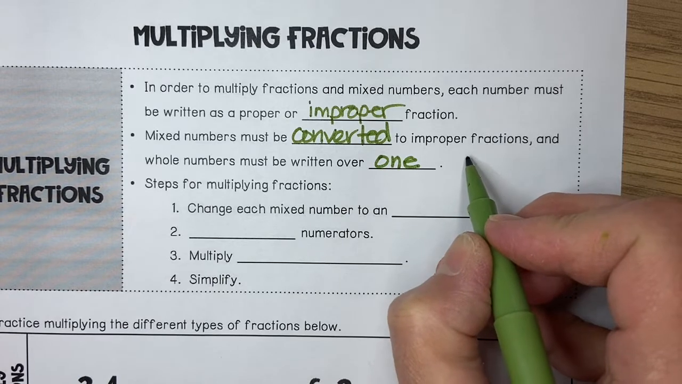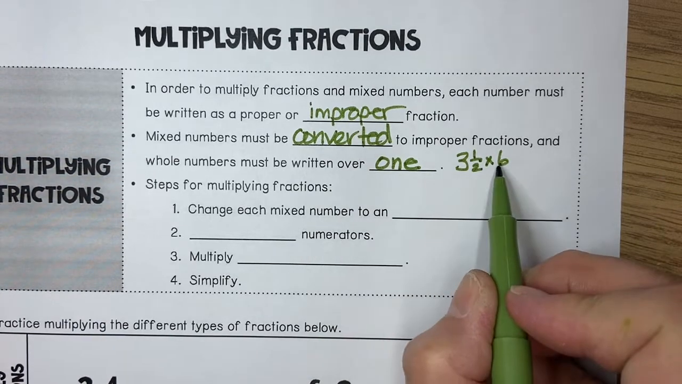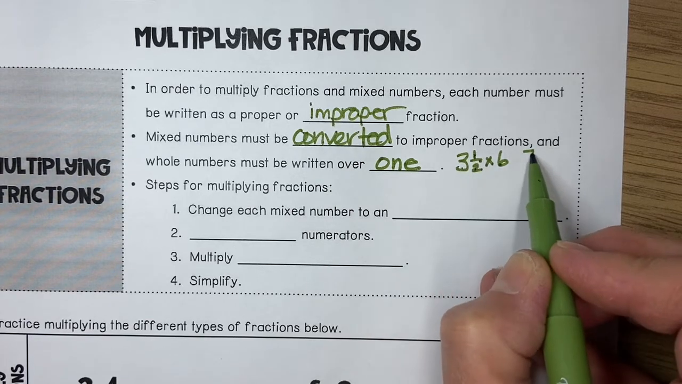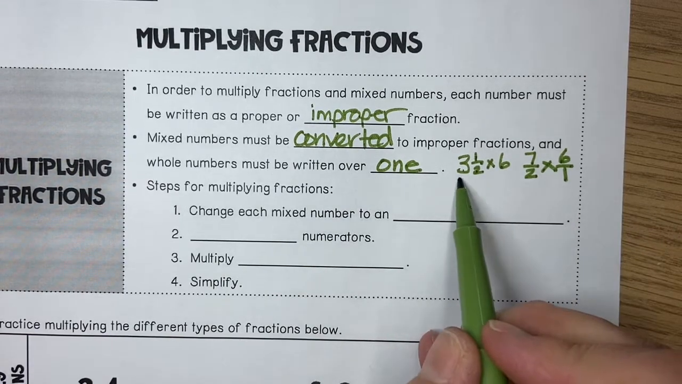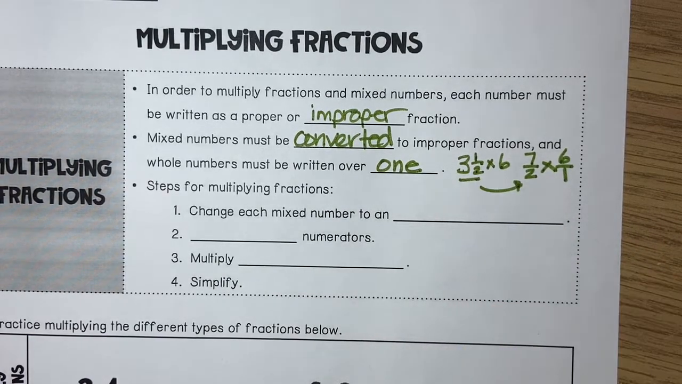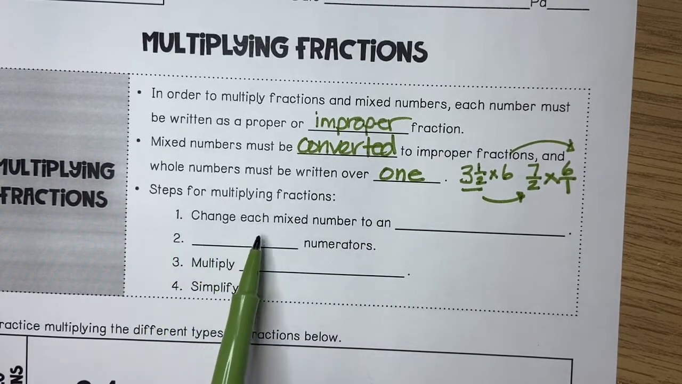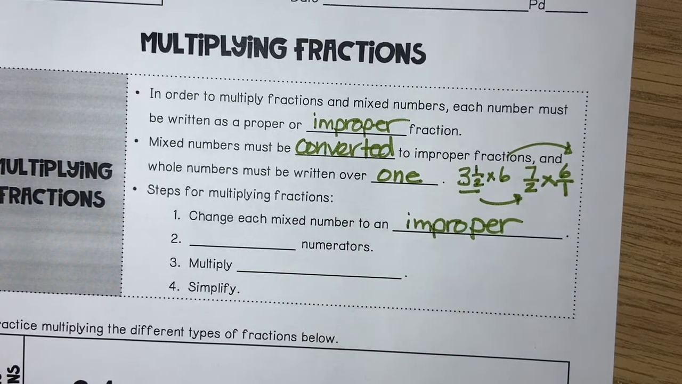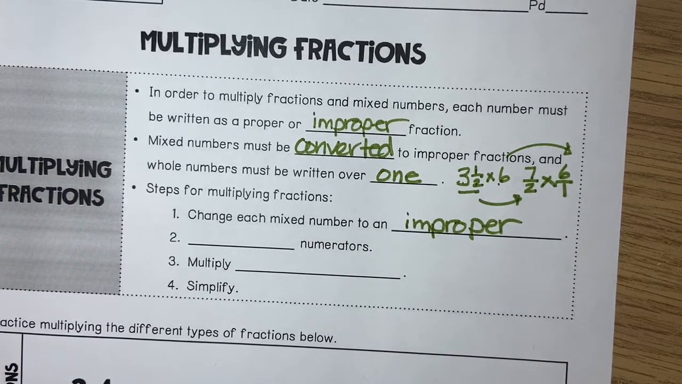In other words, if I had 3 and 1/2 times 6, I can't do 3 times 6, okay? So I would do 2 times 3 is 6, plus 1 is 7 over 2 times 6 over 1. That's what I mean by my mixed number has to be converted to an improper fraction. Any whole number just goes over 1, because 6 divided by 1 is 6. Okay? So again, change each mixed number to an improper fraction. That is the most important thing right now. I can't just do 3 times 6 and say it'd be 18 and a half, okay?